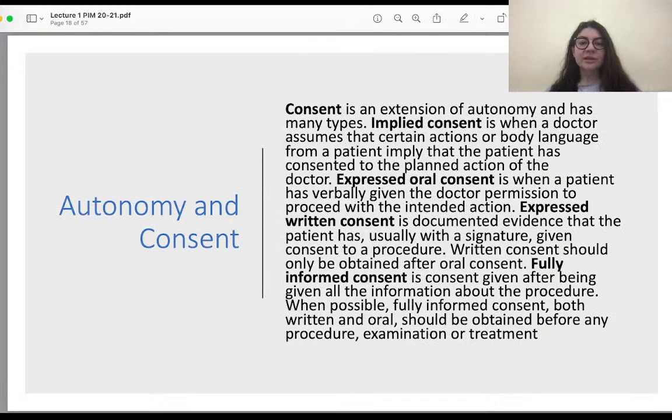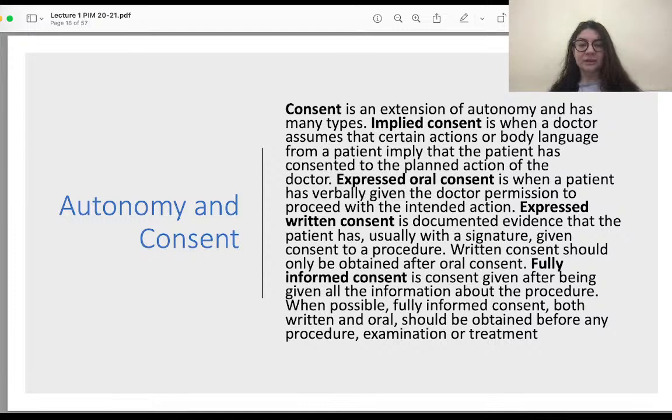Consent, an extension of autonomy, has many types. Implied consent is when the doctor assumes that certain actions or body language from the patient imply that the patient has consented to the planned action of the doctor. Expressed oral consent is when the patient has verbally given the doctor permission to proceed with the intended action. Expressed written consent is documented evidence that the patient has, usually with a signature, given consent to a procedure. Written consent should only be obtained after oral consent.